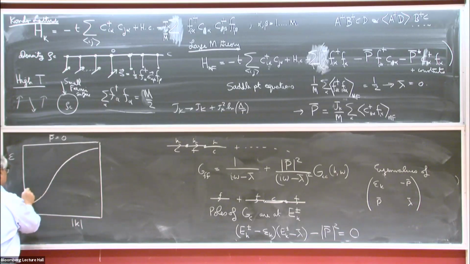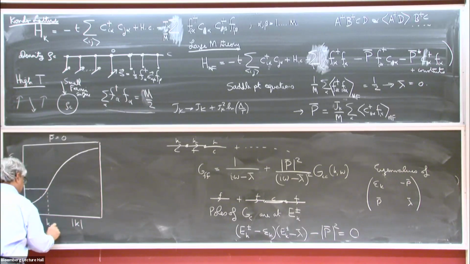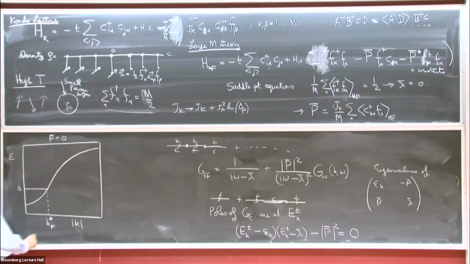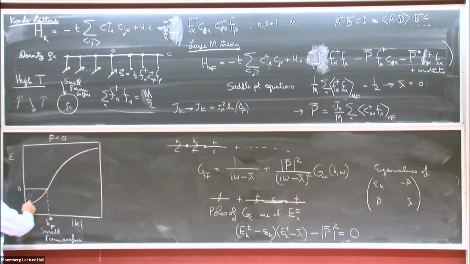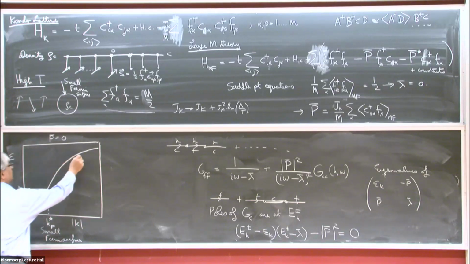And this will be 0 here. So this I'll call k_F star. That's the Fermi wave vector of the small Fermi surface. It's a small Fermi surface. And these states are going to be filled. So this is epsilon_k.